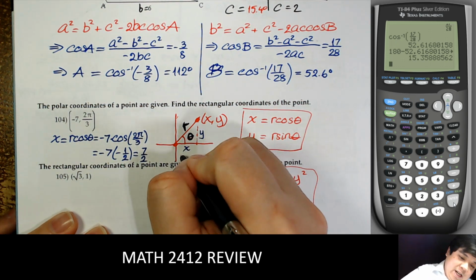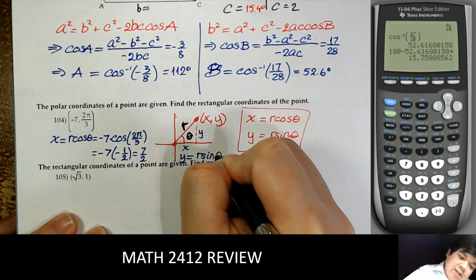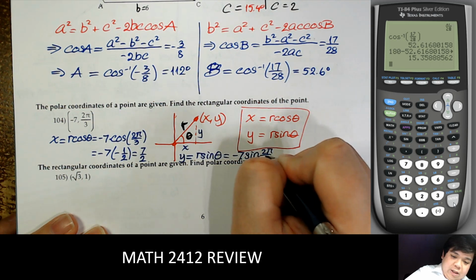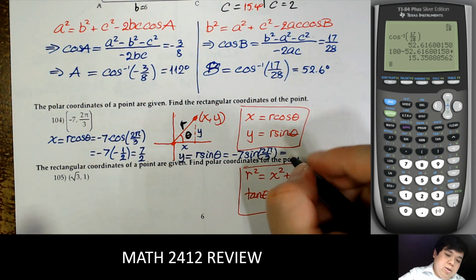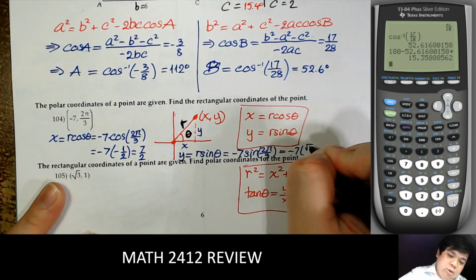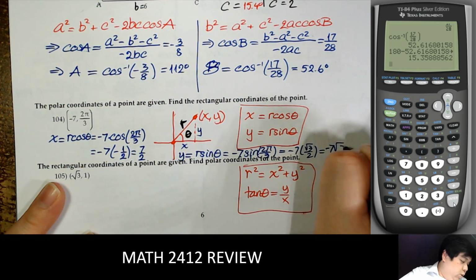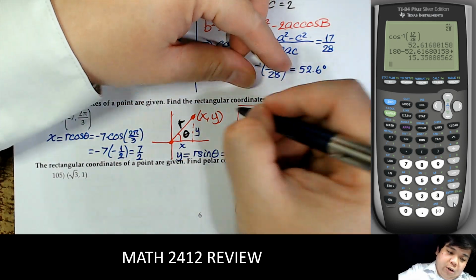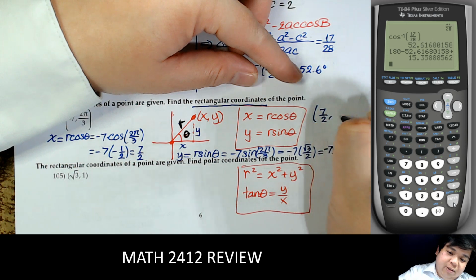And then y will be the same way. Kind of run out of space. Let's put that here. r sine theta, negative 7 times sine of 2 pi over 3, so negative 7 times square root of 3 over 2. So the rectangular coordinate is x equal to 7/2 and y equal to negative 7 square root of 3 over 2.